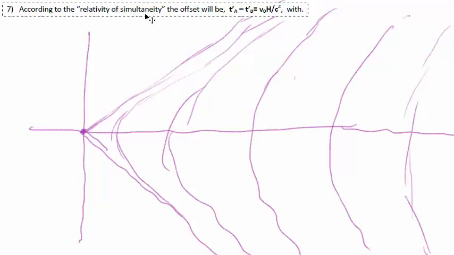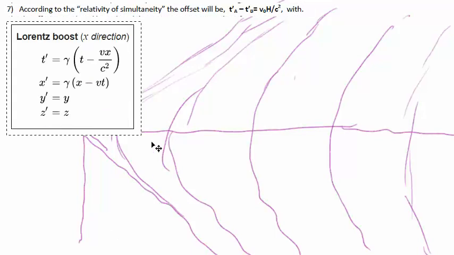According to the relativity of simultaneity, the offset will be t sub a prime minus t sub b prime equals v sub naught h over c squared. And let me just grab from Wikipedia the equation for the Lorentz transformation for time and distance. Okay.